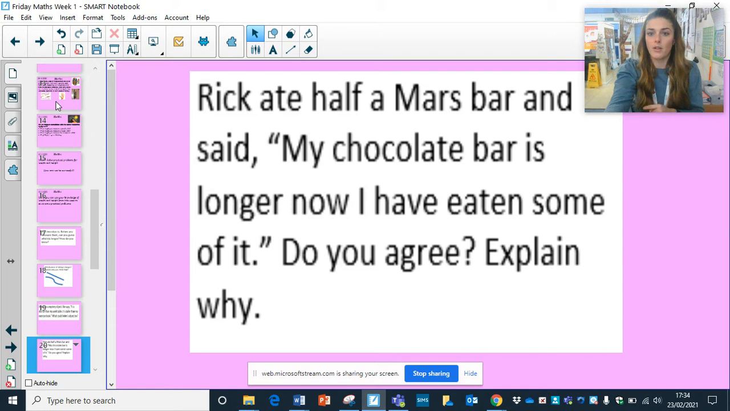Rick ate half a Mars bar and said, my chocolate bar is longer now I have eaten some of it. So he thinks his chocolate bar is longer now he's eaten some of it. Do you agree? And then explain why you do or you do not agree.